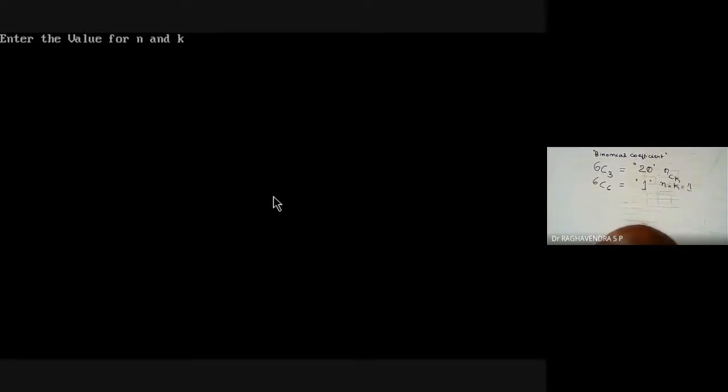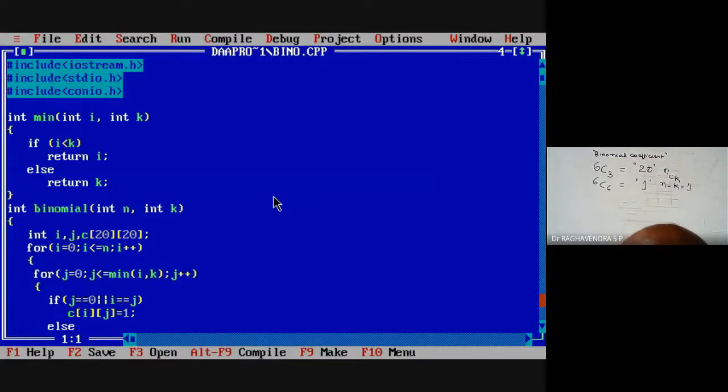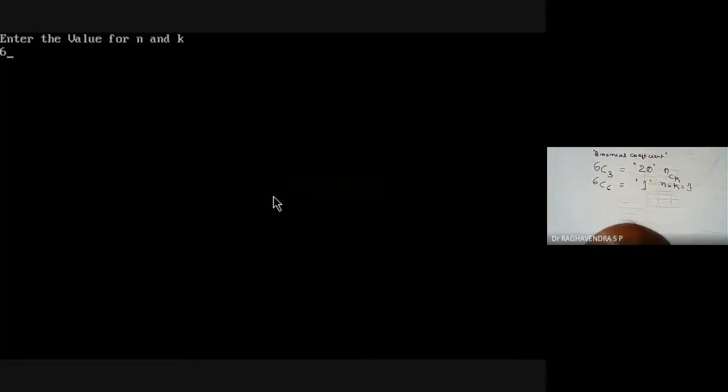So first value I have to give for n, that is 6, then 3 for k. So this is the triangle we have seen while solving the problem also. So this is the value, that is, the value of NCK is 20. Similarly, if I take 6 and 6 for n and k, since n and k are both equal, the value becomes 1. So the value is 1. So this completes your binomial coefficient.